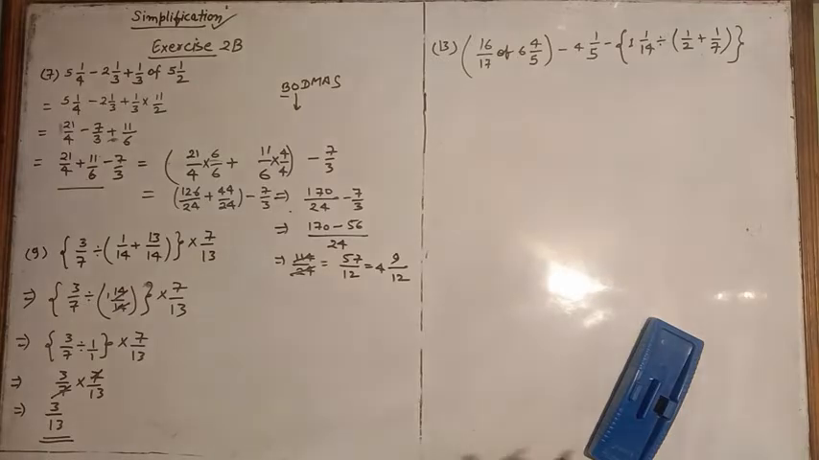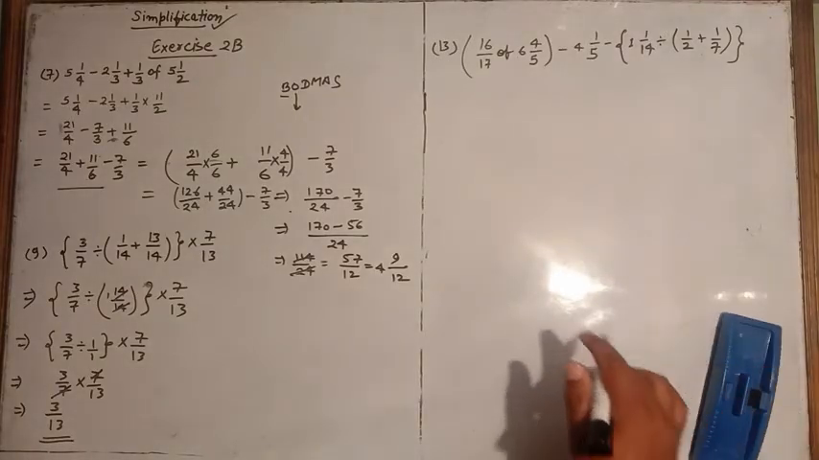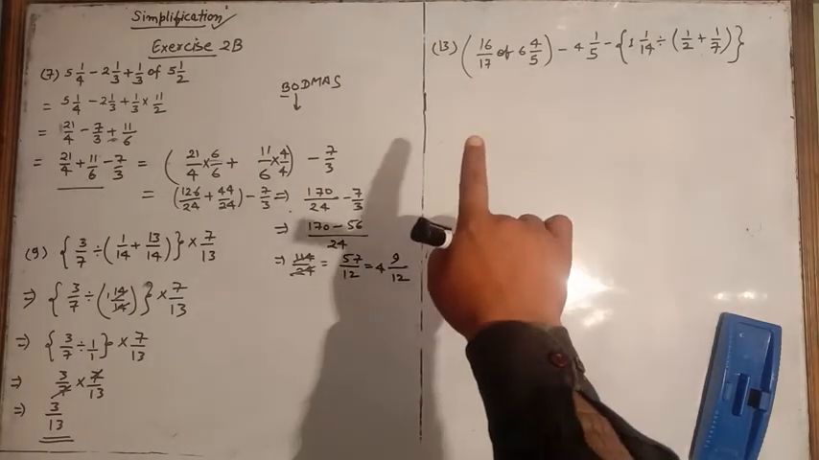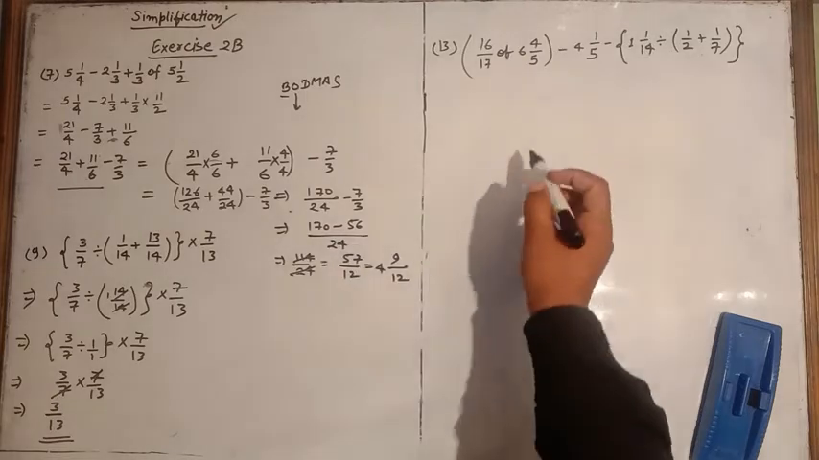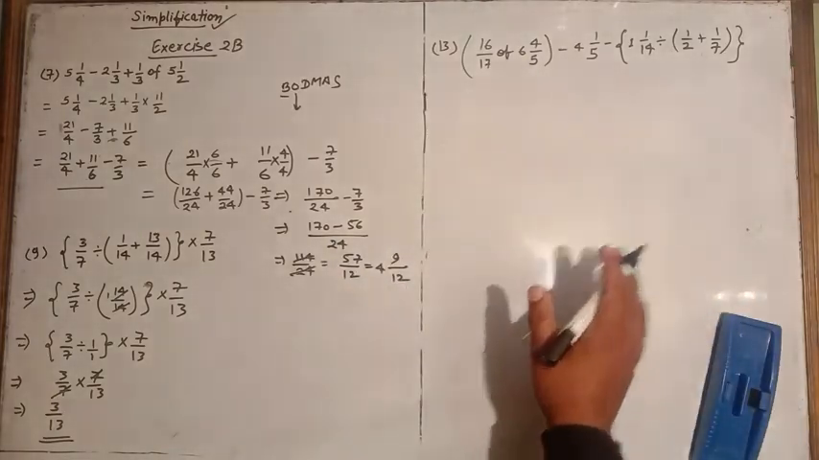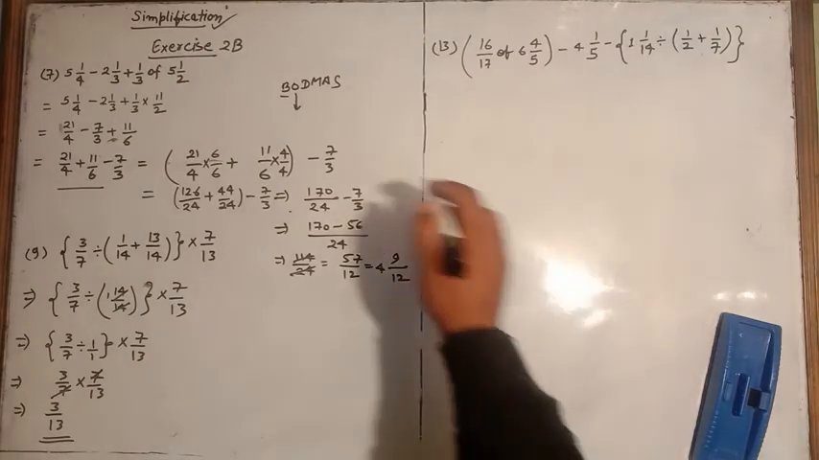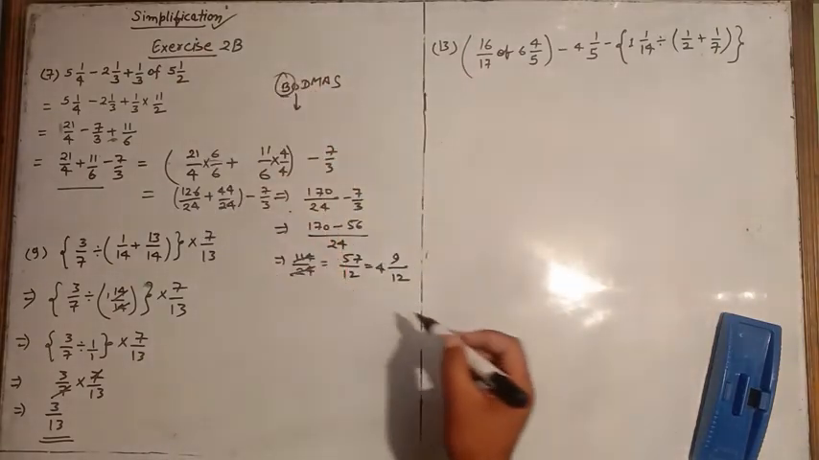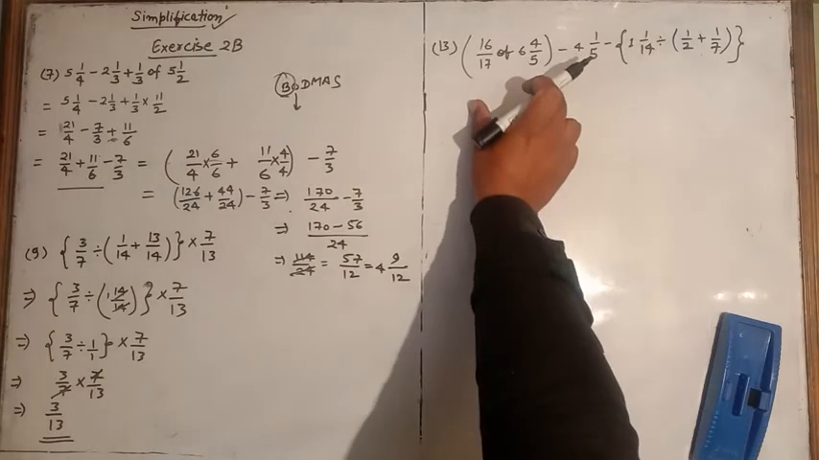Now come to question number 13. What is it? 16 upon 17 of 6 whole 4 by 5 minus this one. So first what will you solve? As per BODMAS, you will solve the bracket. So where is the bracket? This one is the small one.